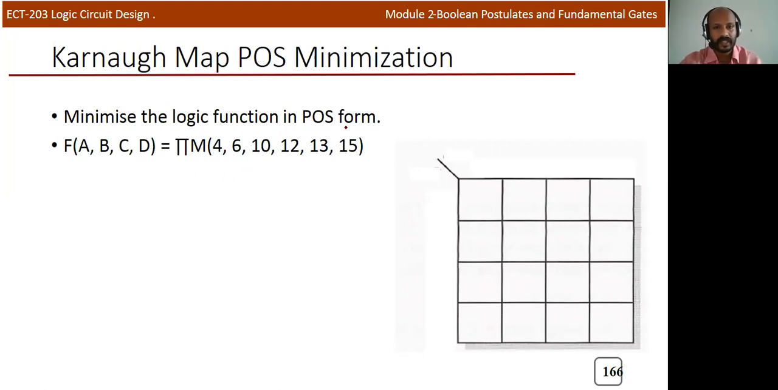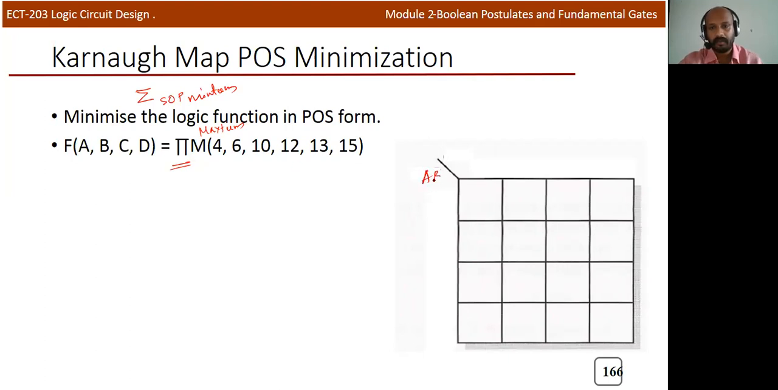Minimize the logic function in POS form. Please note that in the previous problems, when it was an SOP expression, we used sigma. Now it is a pi. So in the question, when it is sigma, it indicates the SOP form, that is, min terms are given. But when it is pi, it indicates that max terms are given. It means the function's zeros are represented by 4, 6, 10, 12, 13, 15. When ABCD takes 4, 6, 10, 12, 13, 15, your output will be 0.